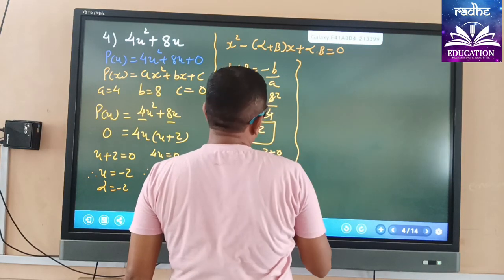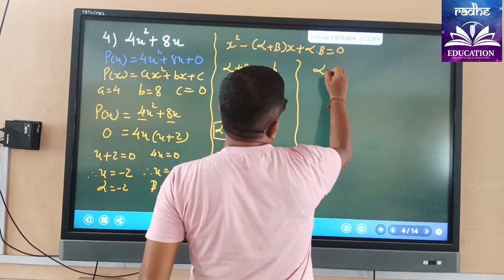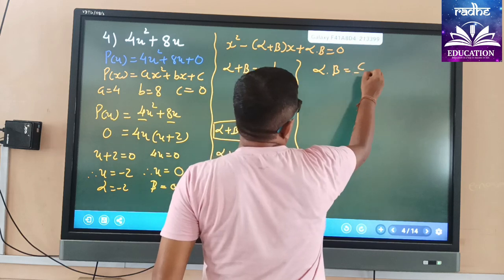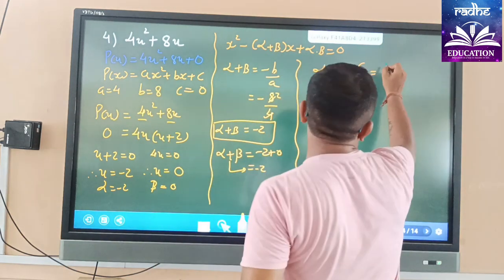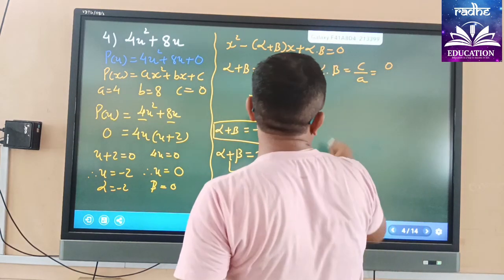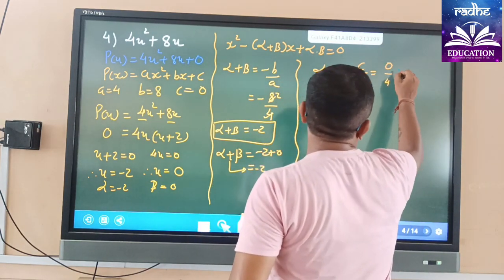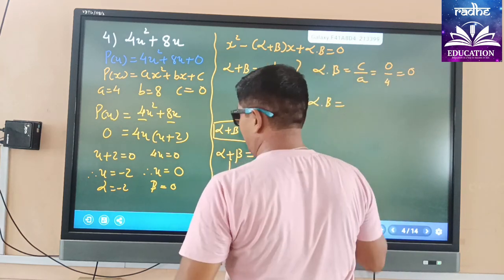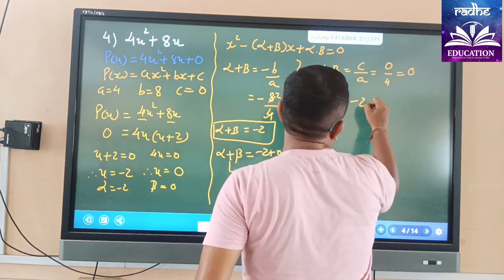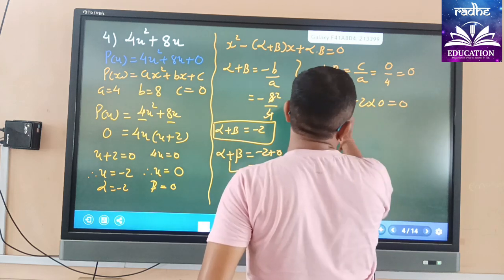Now we will do one thing, that the product of the zeroes, alpha into beta, equals c by a. The value of c is given 0 and the value of a is given 4. So again we get 0. Alpha into beta: the alpha value we got is minus 2 and the other value is 0. So we can also verify them here.